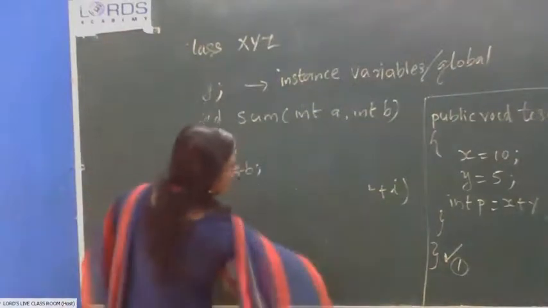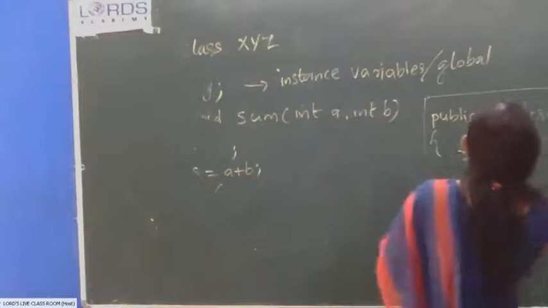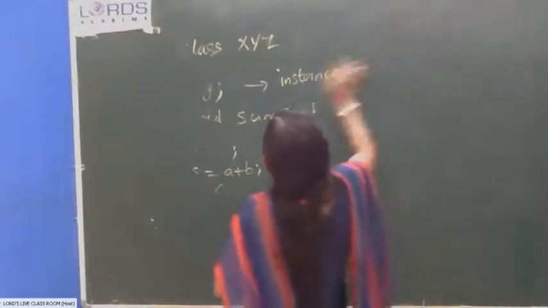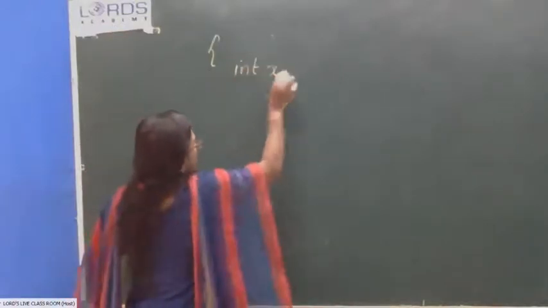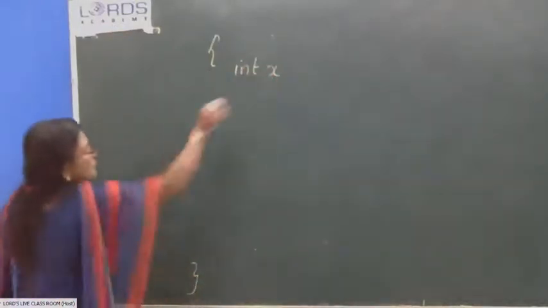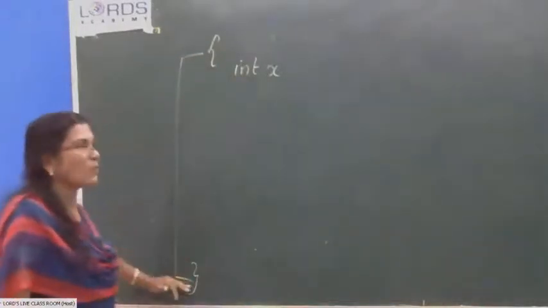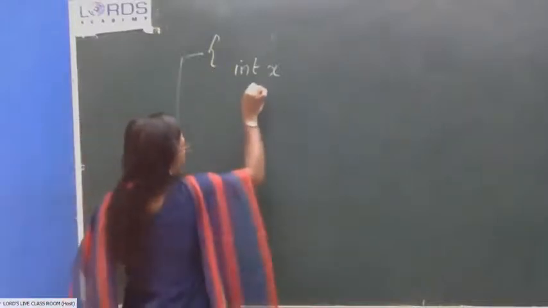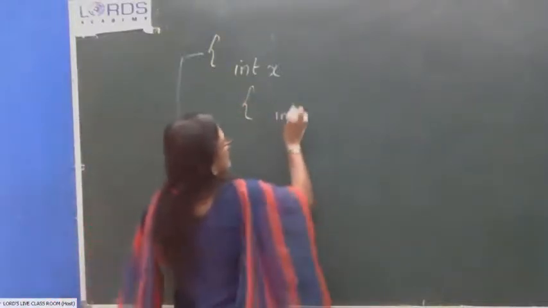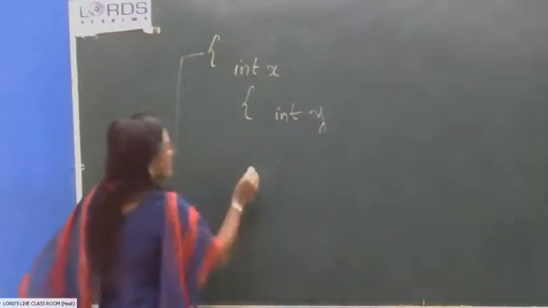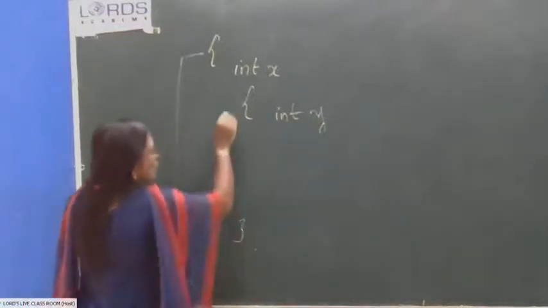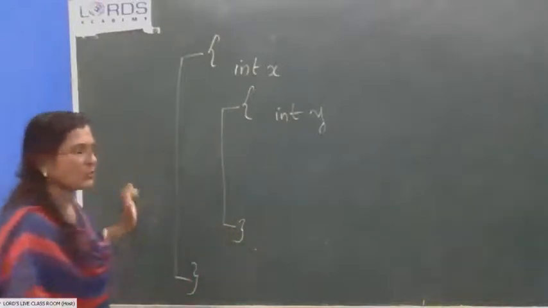This program you need not do. A block begins here. Int x. The block ends here. So, x is available throughout this block. Inside this block, I am declaring another block. So, int y. And this block ends here. So, y is available throughout this block.